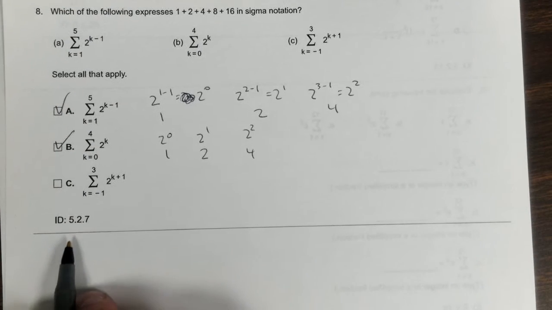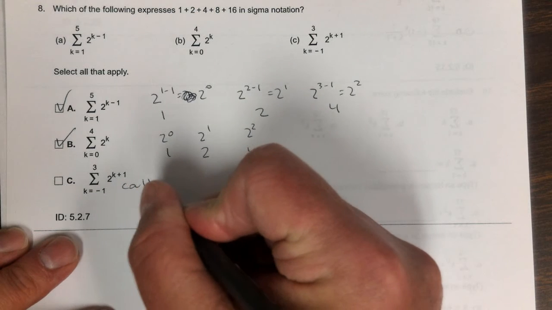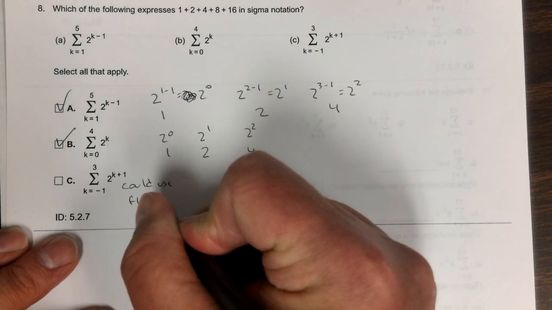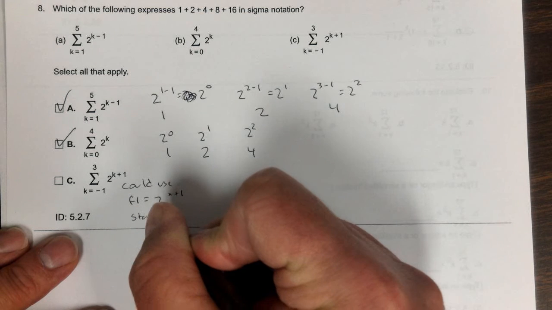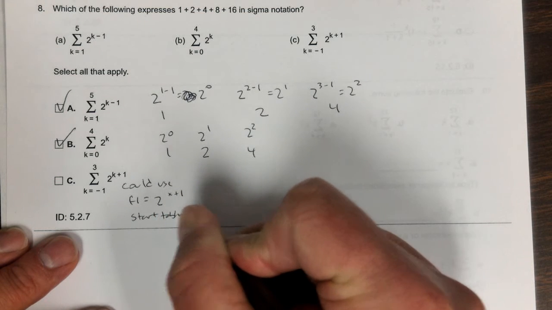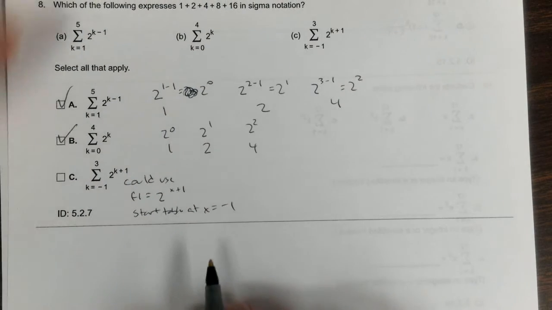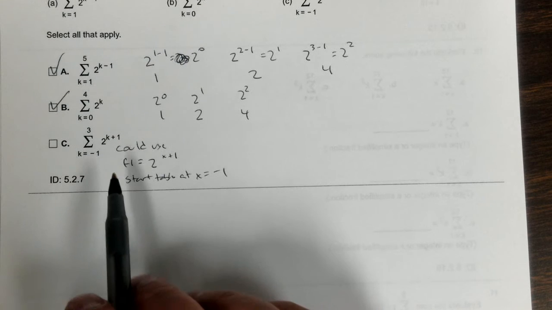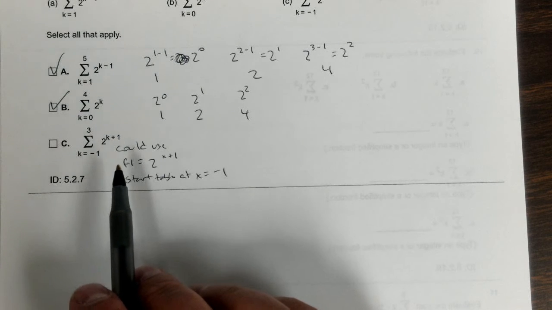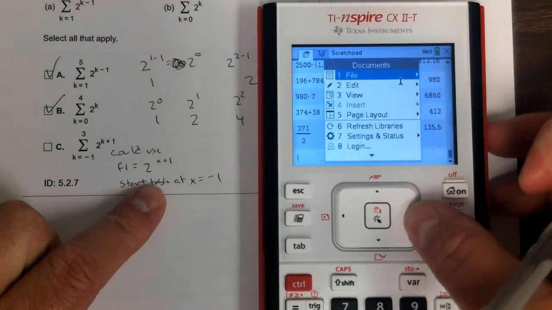But now on this one, just for variety, you could use function 1 as 2 to the x plus 1 and start your table at x equal negative 1. So this technique is going to save you some time if it's complicated. Like this one's not that complicated, but some of them have 2 or 3 different parts, and so it's just variety.